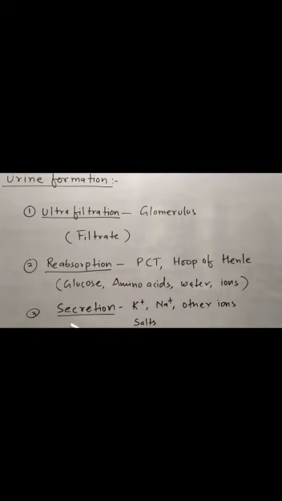And the last part is secretion. Secretion takes place in the DCT, the last part of the nephron. Sodium ions, potassium ions, other ions and other salts are secreted out. These are waste. And after secretion, the total waste is called urine.